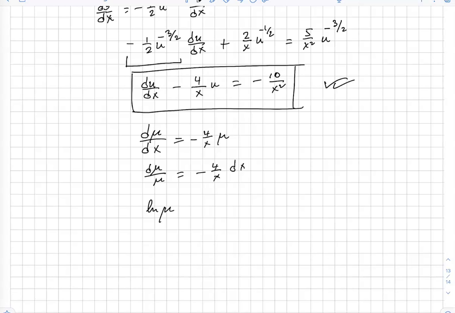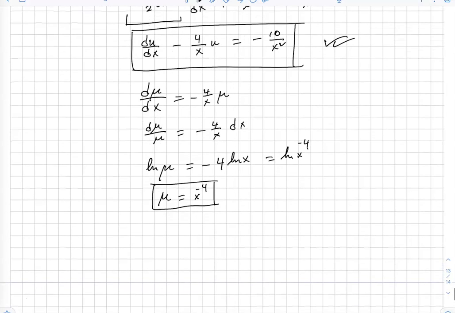So if you integrate, you get ln of mu on the left hand side and negative 4 ln of x on the right hand side, which becomes ln of x to the power minus 4, and then ln gets cancelled, mu equals x to the power minus 4. So this is the integrating factor mu, which is x to the power negative 4.